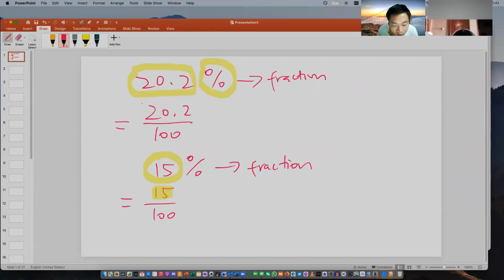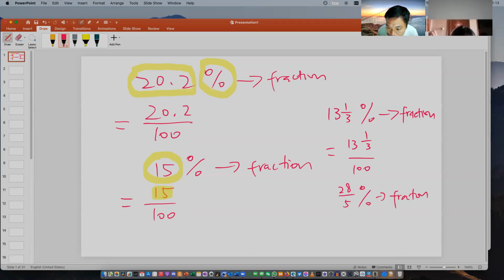Since you have been doing it this way, what if I give you 13 1/3%? How do you convert this into fraction then? 13 1 over 3, and then over 100. Yes, over 100. So similarly, the question just now is 28 over 5%. How do you convert this to fraction? 28 over 5 on top, put a bracket and then over 100, yes. So can you redo this question?